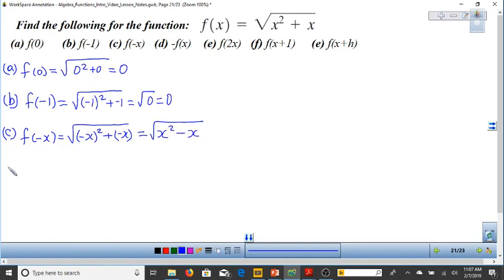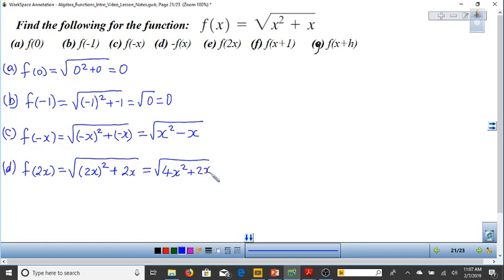Let's go on to f of 2x, part D. So f of 2x is equal to the square root of the square of 2x plus 2x. When you square 2x, you get 4x squared. So this becomes the square root of 4x squared plus 2x. And we can leave it like that.